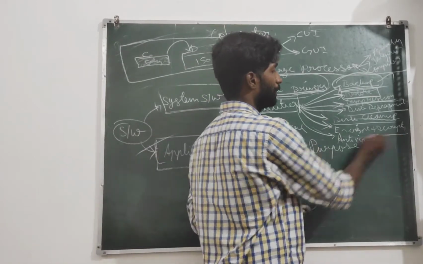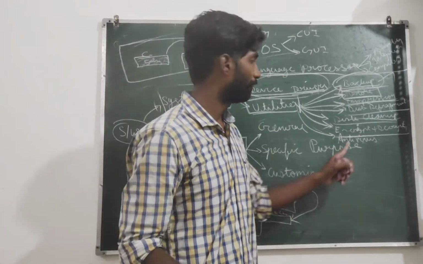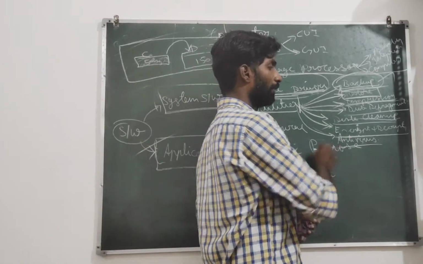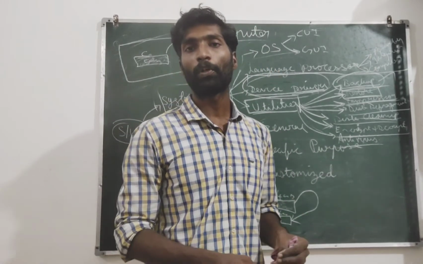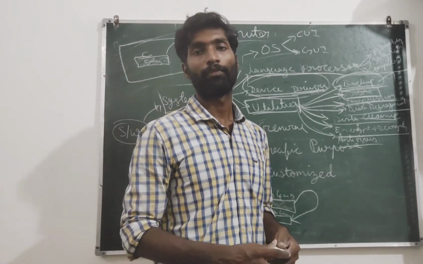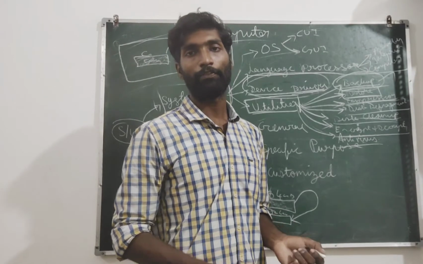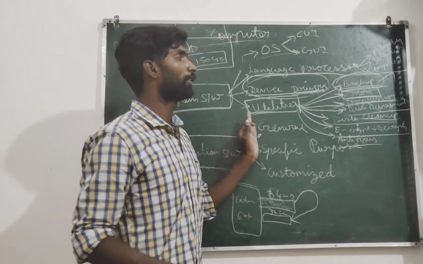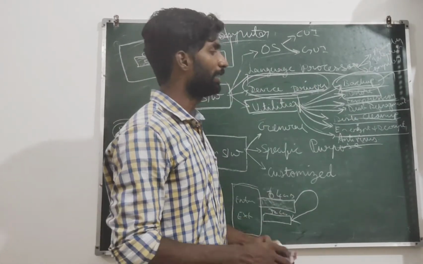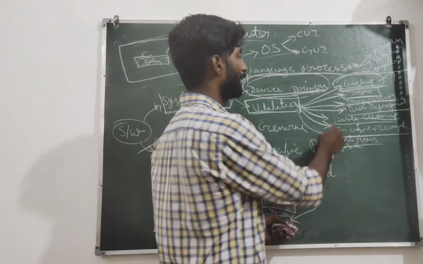And the next one is encryption and decryption. I will explain it after antivirus. Okay, you know well, antivirus is used to protect a system from viruses, theft and all. So these are the utilities of system software. Now we can go to encrypt and decrypt.